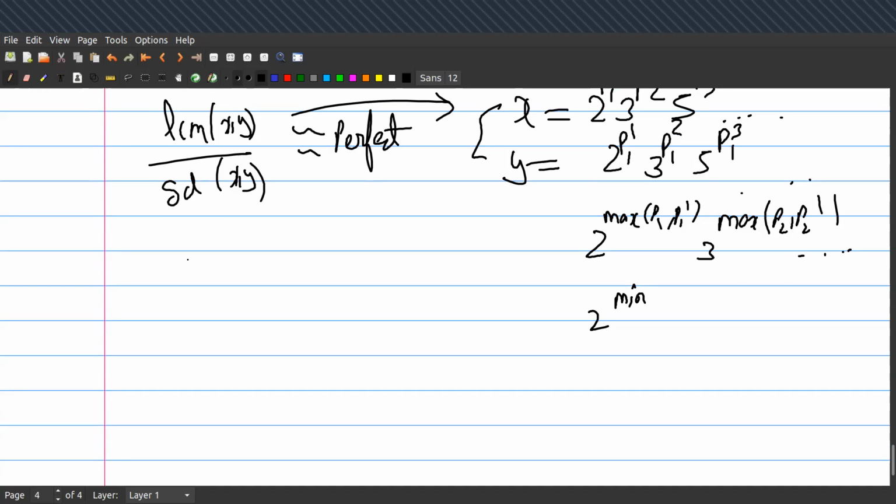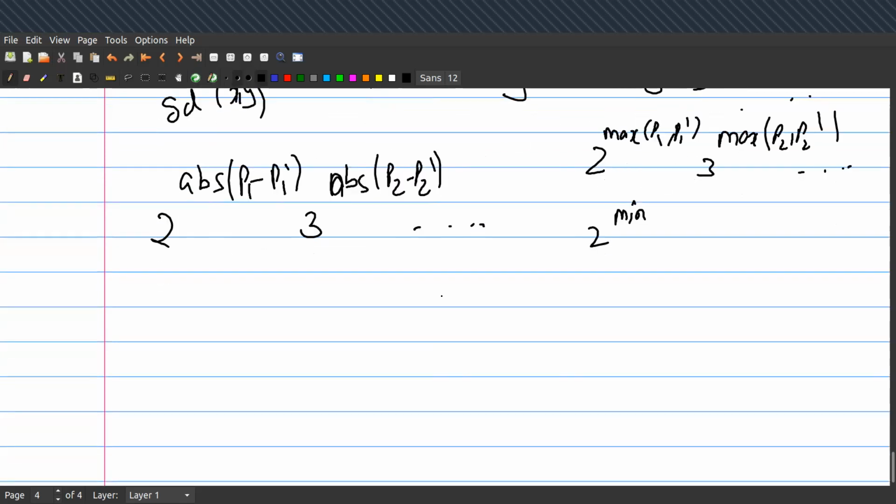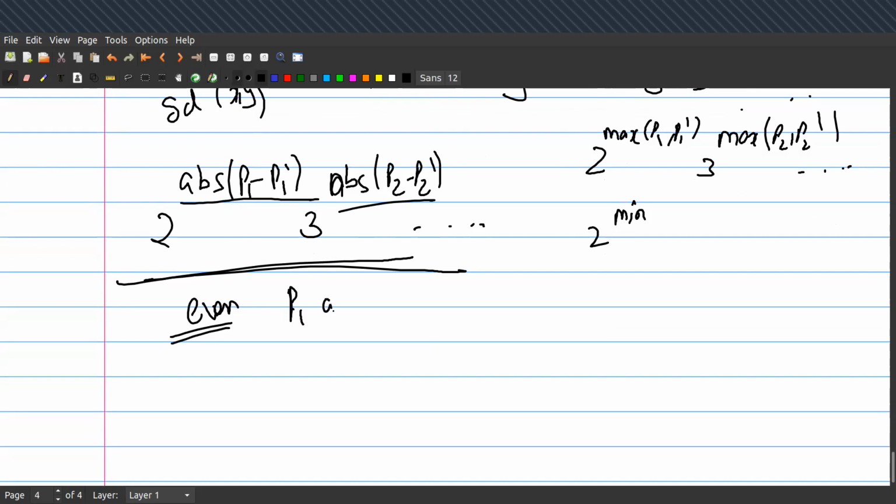So their ratio will be 2 to the power absolute of p1 minus p1 dash, 3 to the power absolute of p2 minus p2 dash. Correct. So we can say that this number will be a perfect square when all these powers are even, right? And when will they be even? When p1 and p1 dash have the same parity. By same parity I mean they are either both even or both odd.